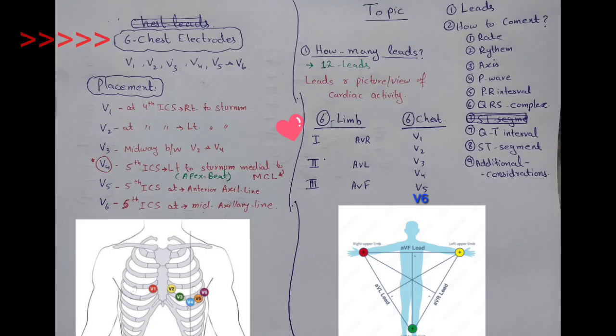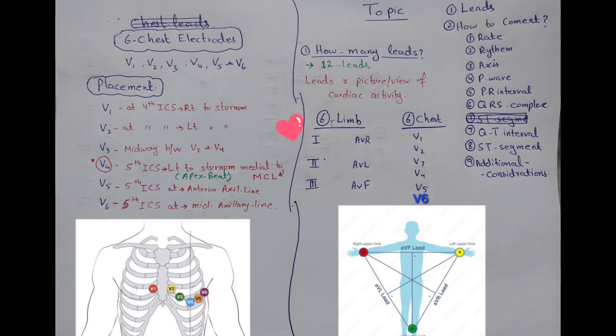What about the 6 chest electrodes? These are V1, V2, V3, V4, V5 and V6, the same names as our leads. How will these be arranged? V1 at the 4th intercostal space right of the sternum, V2 at the 4th intercostal space left of the sternum, V3 midway between V2 and V4, and V4 on our apex beat location at the 5th intercostal space left of the sternum, medial to the mid clavicular line.